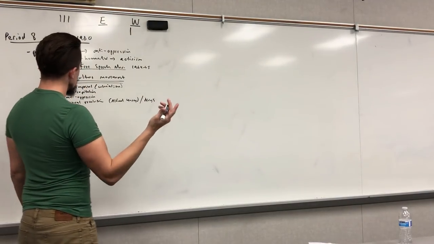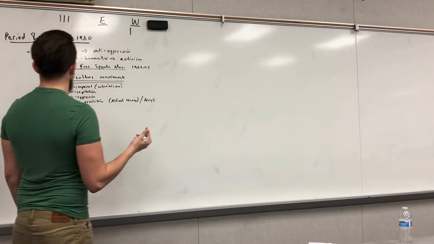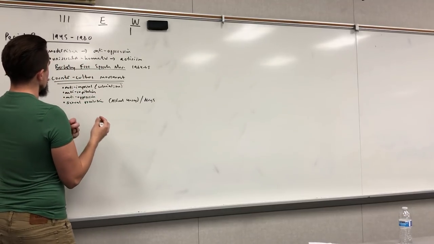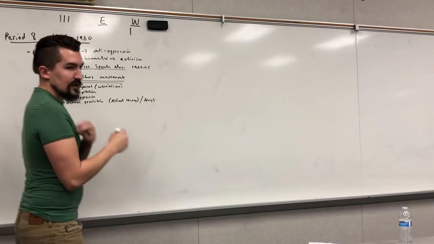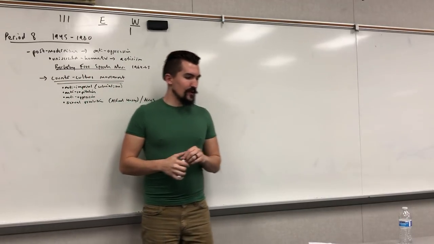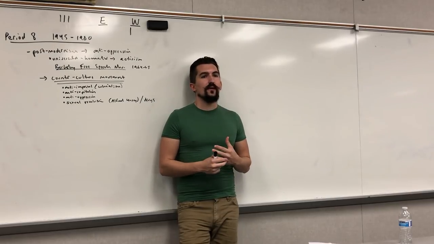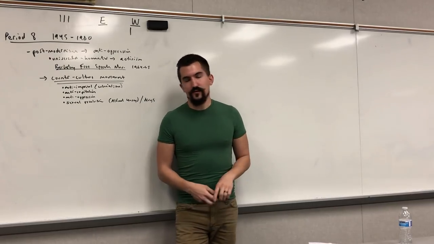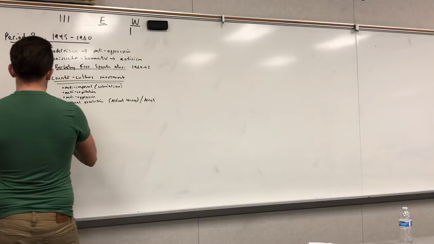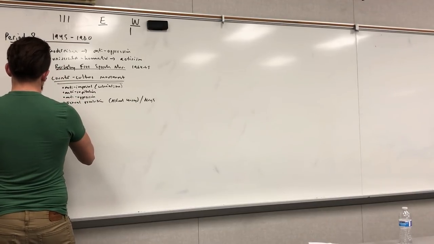So let's start with the anti-imperial. An example of anti-imperialism is that we wanted countries that were controlled largely by Westerners to be allowed to self-determine. One of those was going to be Vietnam. So we had a lot of opposition to the Vietnam War.